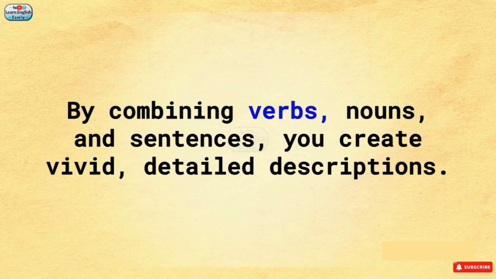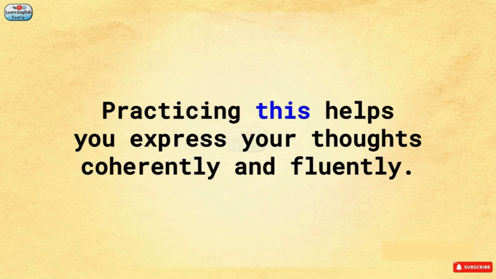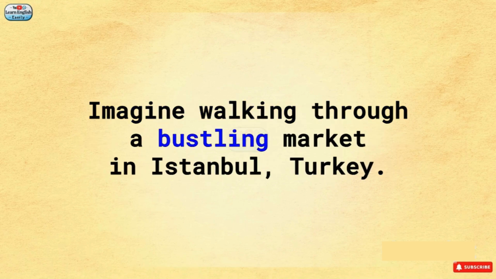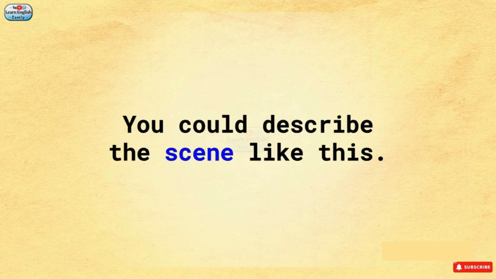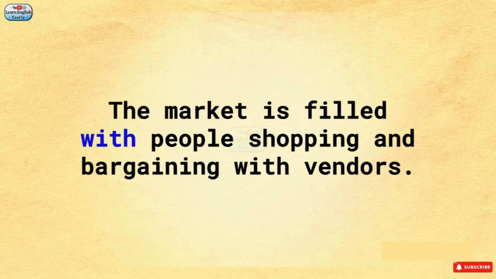By combining verbs, nouns, and sentences, you create vivid, detailed descriptions. Practicing this helps you express your thoughts coherently and fluently. Imagine walking through a bustling market in Istanbul, Turkey. You could describe the scene like this: The market is filled with people shopping and bargaining with vendors.